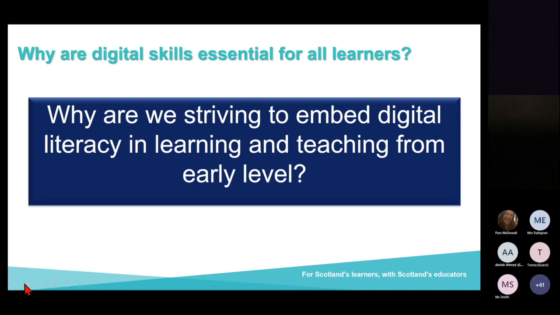I'm just going to pop into the chat facility to see if anyone's adding anything. I've got someone with their hand up. Let me see if I can see who that. Julie, do you want to come in there? Julie Lynch, it might just be a legacy hand. She might not actually have her hand up. But please feel free, if you've got your hand up, if you want to share, why are we striving to embed digital literacy in learning and teaching at such an early level?